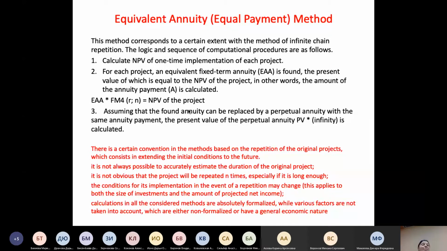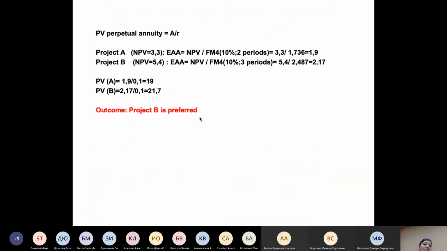Then we can compare our equivalent annuities, or we can find the present value. Let's suppose that our equivalent annuity can be replaced by a perpetual annuity, and we'll find the present value of our perpetual annuity, and compare the present values of these annuities. Good. For our projects, this method will be reflected in the following way.